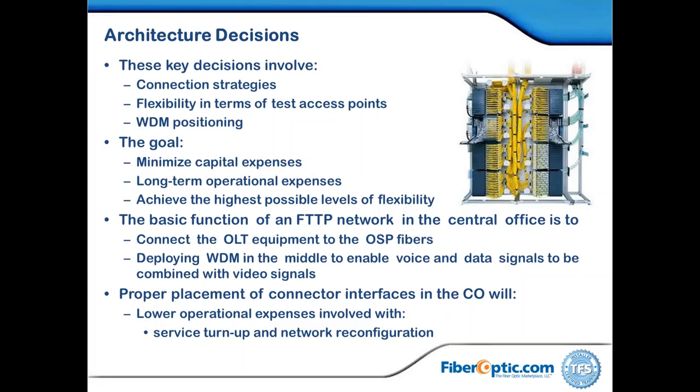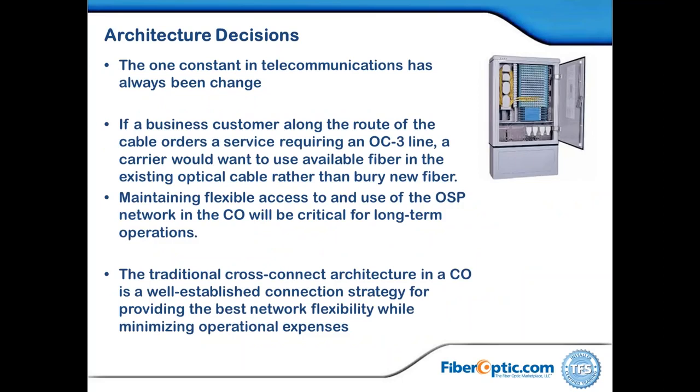For instance, the basic function in the central office is to connect the OLT to the outside plant fibers at the office. They'll often deploy wave division multiplexing to enable voice and data to be combined with the video signals, and then the proper placement of connector interfaces. And as you say, how do you turn up service? So there's a couple of options, and you may see them depending on what plant you're doing.